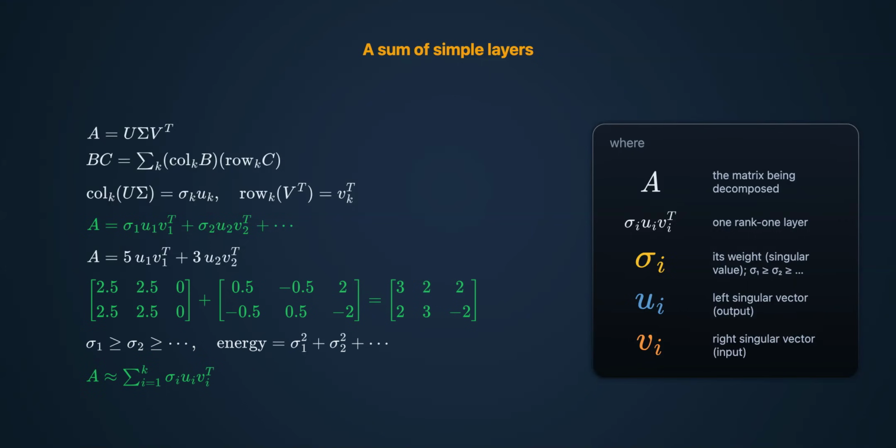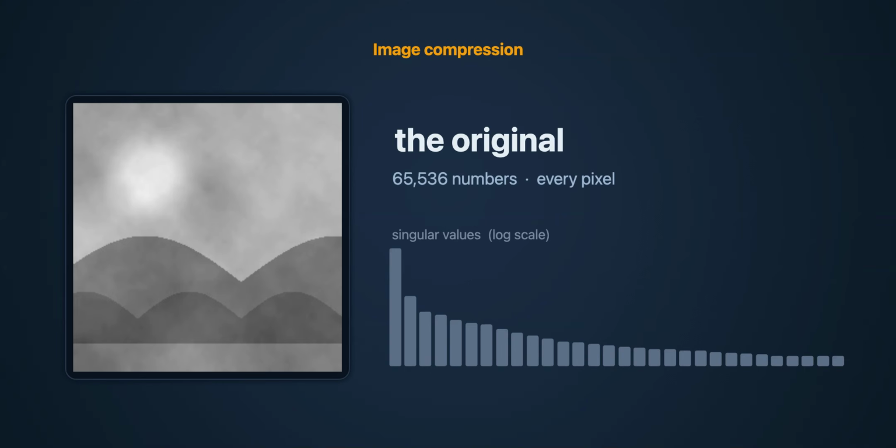So keep the top K layers and you get the best possible K-piece approximation of A. The Eckart-Young theorem. You do not search for the best summary, you take the top layers and stop. Throw away the small singular values and you lose almost nothing. And that one idea compresses your photos.